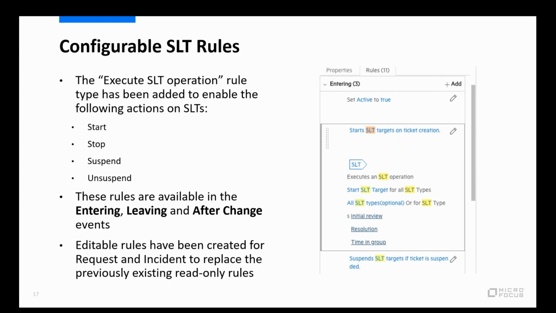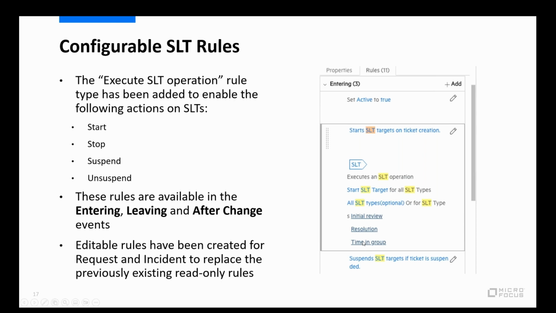So again, you can see that you have an example here that starts the SLT. This is actually on the ticket creation. So you have the SLT operation, so either the start, stop. Inside the rule, you can specify what the action is. In this case, we're starting the SLT, but this can also be for stop, suspend, and unsuspend. And then the next step is to specify which SLT types. You can either do all SLT types, or in this case, we're starting for specific types, which is the initial review, resolution, and time and group.